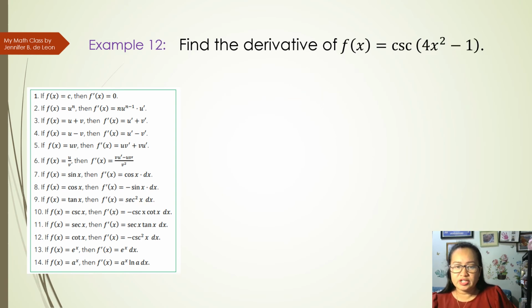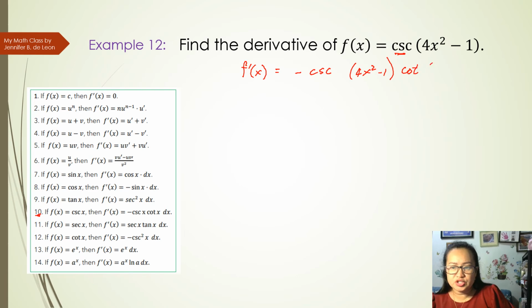Now let's work on example number 12, wherein we have cosecant. So this time we follow this rule number 10. So f prime of x would be equal to negative cosecant 4x squared minus 1 times cotangent 4x squared minus 1 times dx. So the derivative of 4x squared minus 1 is 8x. Okay, so simplifying, we will have negative 8x cosecant 4x squared minus 1 times cotangent 4x squared minus 1.